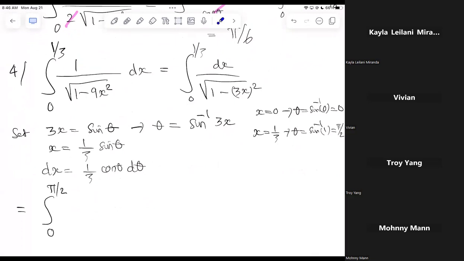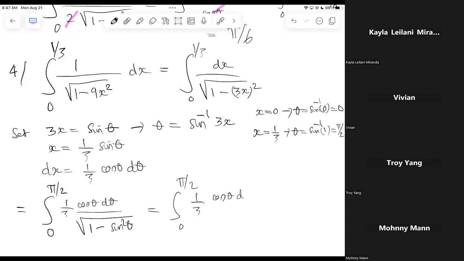0 and 1/3 becomes 0 and pi over 2. dx is equal to 1/3 cosine theta d theta, so 1/3 cosine theta d theta. And the square root of 1 minus 3x squared now should become 1 minus sine square of theta, right? So I can put here cosine theta d theta over the square root of 1 minus sine square theta.